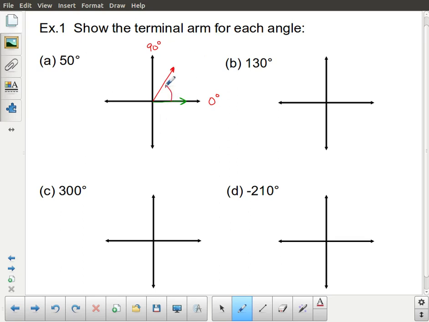So that would mean that it's positive, so this would be the terminal arm that goes at an angle of 50 degrees.